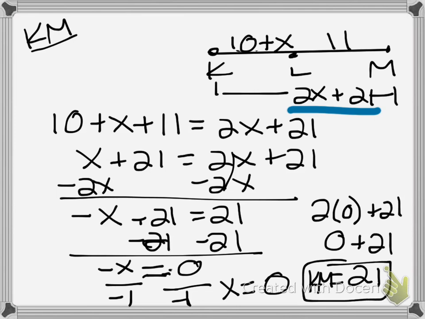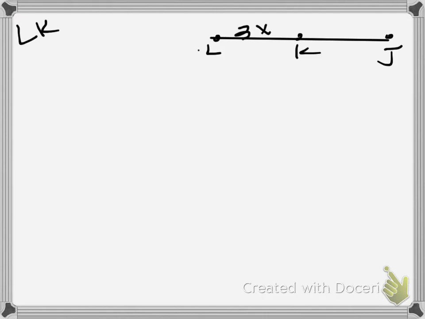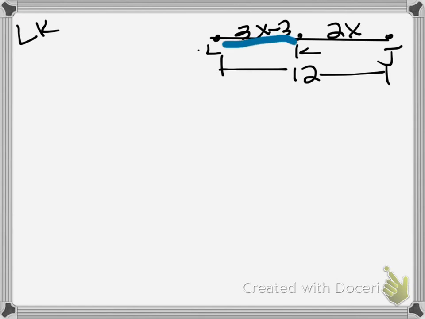We have one more example to look at, and that is we're going to find LK. We're given our line segment, which is LKJ, L, K, and J. LK is given as 3x minus 3. KJ is given as 2x, and our total LJ is given as 12. So this time we are solving for LK, which is right here.